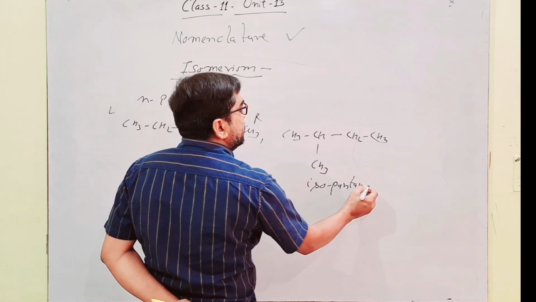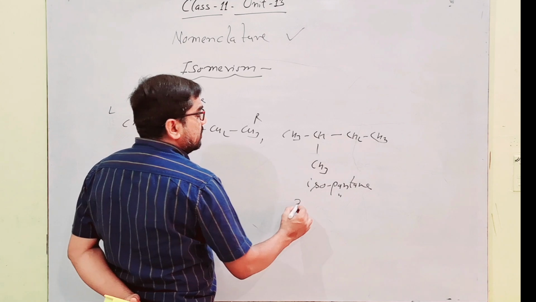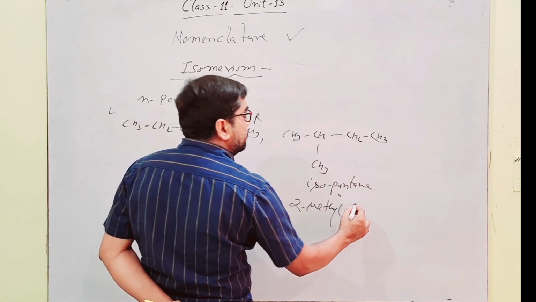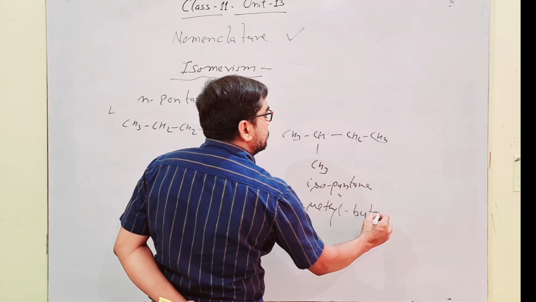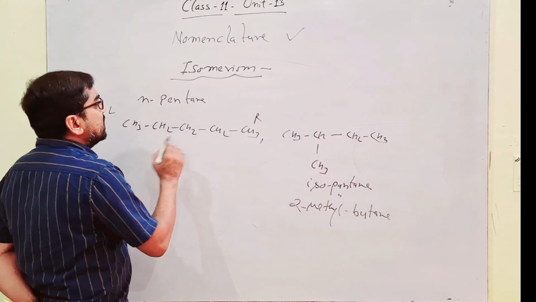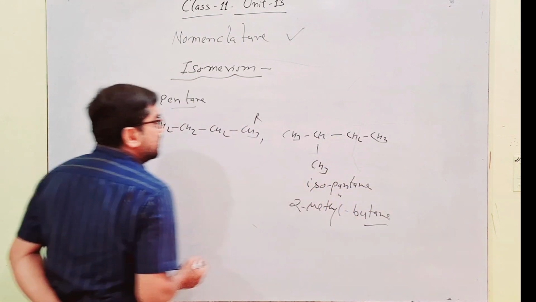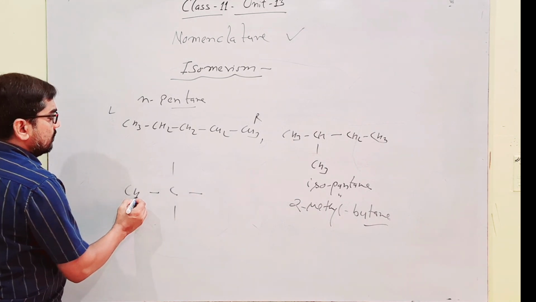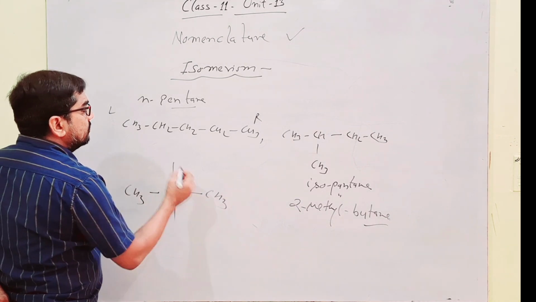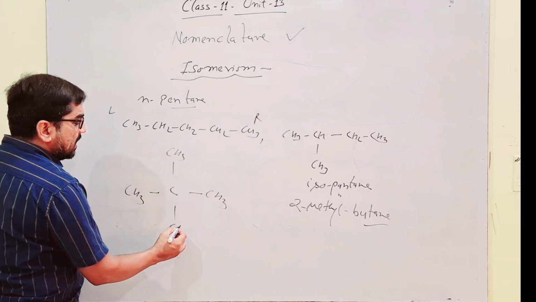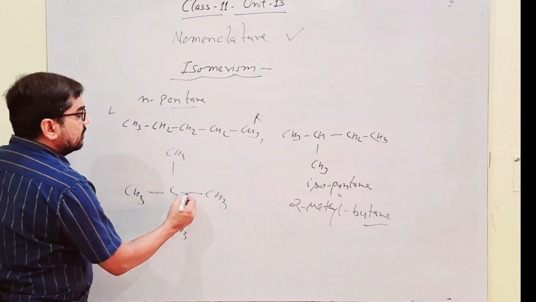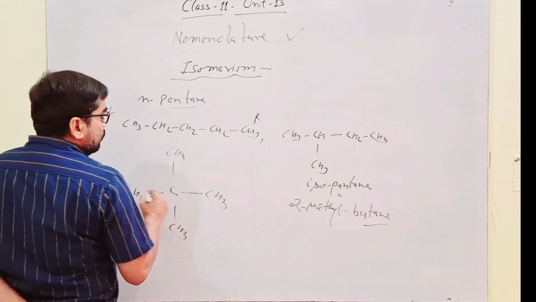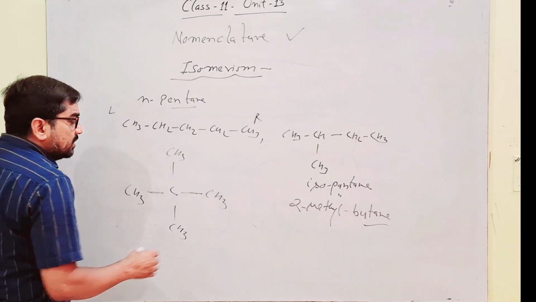The IUPAC name will become 2-methyl butane. Here pentane, next is butane, and now next here two methyl groups are attached at one carbon. So total are 5. Now here 1, 2, 3, 2,2-dimethyl.